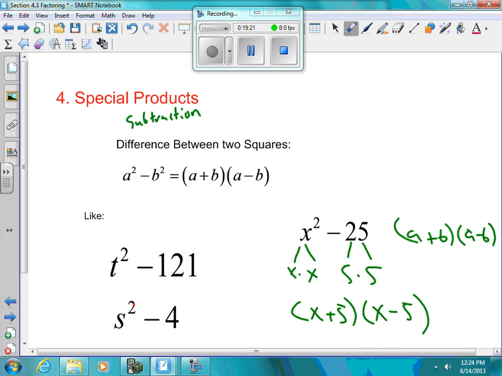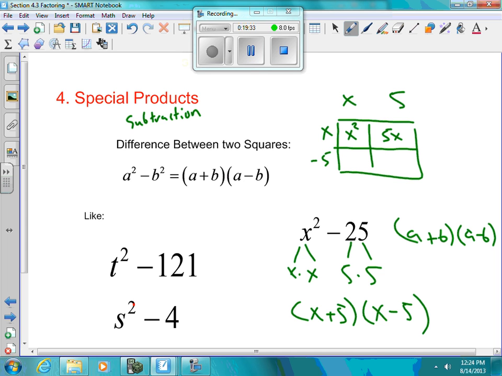Okay? Now when we FOIL it, or we do the table, let's see what happens. X plus 5, x minus 5. We get x squared, 5x, negative 5x, and 25. I line up my terms. And the 5x's cancel out, and I get x squared minus 25, not plus 25. We got a minus sign there. That would certainly change our answer, wouldn't it? But I got what I started with. X squared minus 25, it's that easy.